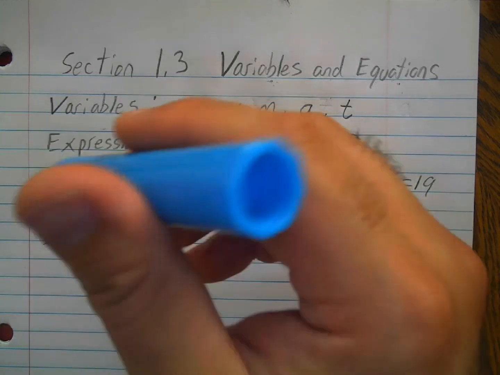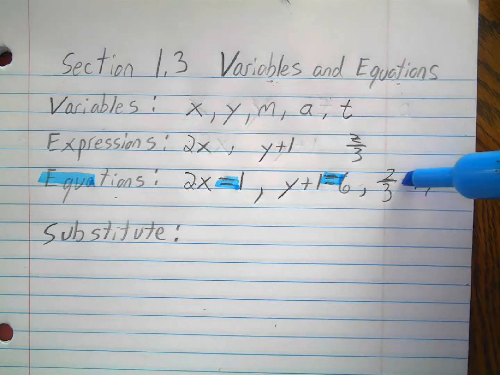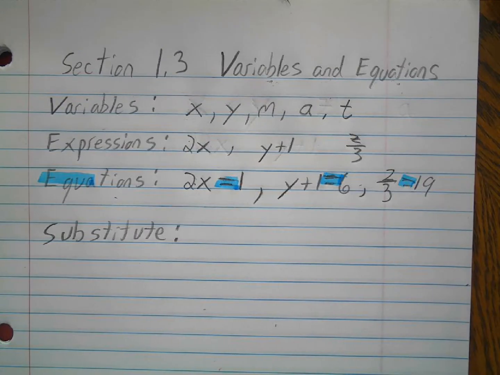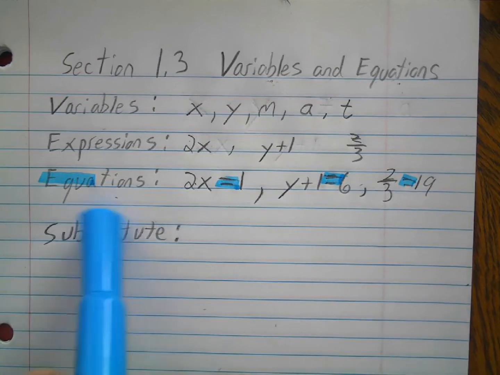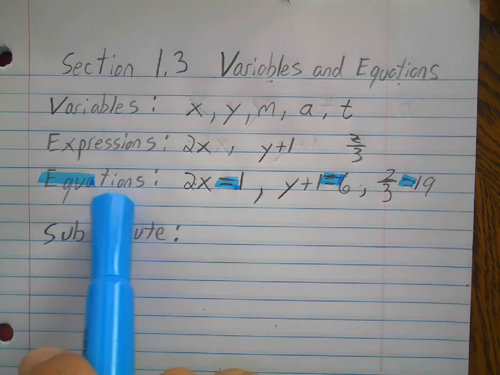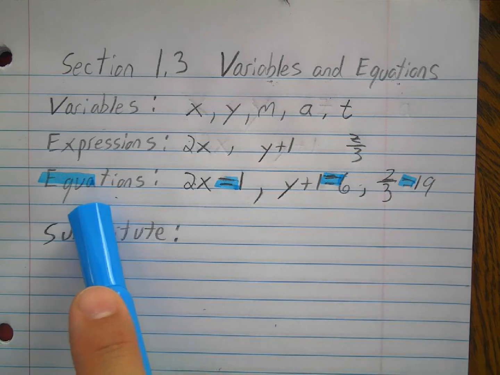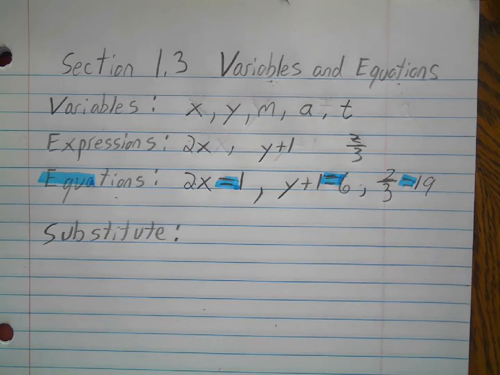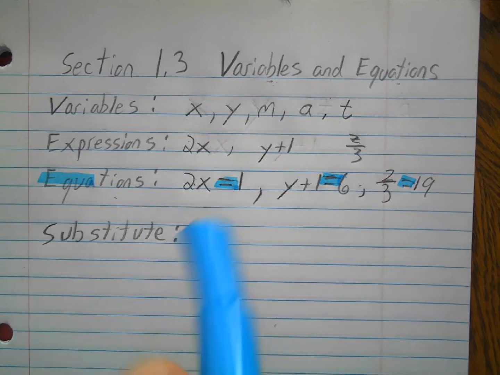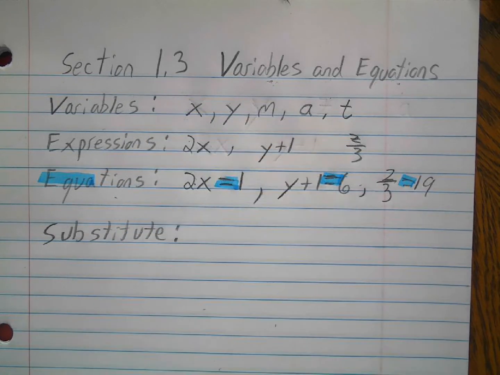So anytime I highlight anything, I want you to highlight it exactly as I do in these notes. So equation, equal, see how equal is in the word equation? So anytime you see an equal sign, it's an equation. No equal sign, it's an expression. And if it's a small lowercase letter all by itself, it's a variable.